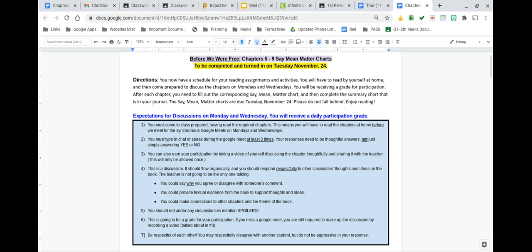And after each chapter, you'll need to fill out the corresponding say, mean, matter chart and then complete the summary chart that's in your journal. Okay, so you're already going to have your assignments ahead of time. It'll be in one document, kind of like your journal. So after you read chapter 5, for example, you're going to fill out the say, mean, matter chart, and we'll go over that later. But after you're done filling out the chart, then you'll update your journal.